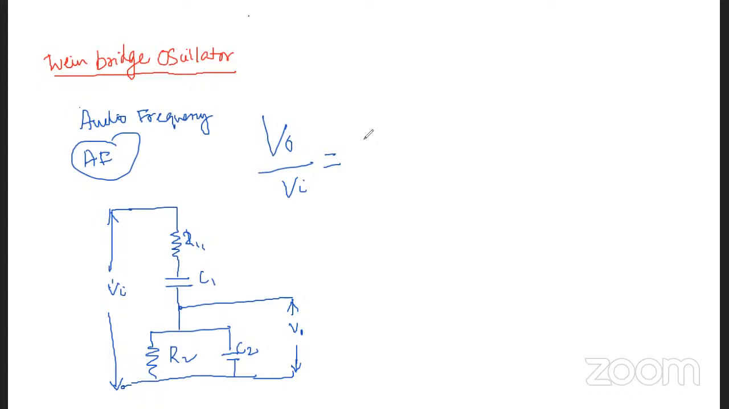The phase shift will be zero if the imaginary part of the term vanishes. So the imaginary part will be equal to 0, that is, R square minus 1 by omega square C square is equal to 0. From this we get the omega value as 1 by RC. Therefore the frequency of oscillation f equals omega by 2 pi, which is equal to 1 by 2 pi RC. So in the case of this Wien-Bridge oscillator, the frequency of oscillation is f equals 1 by 2 pi RC.